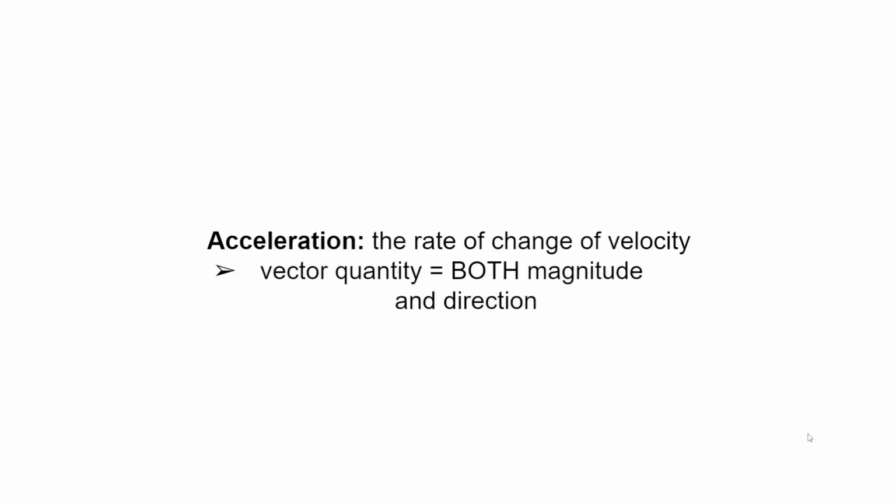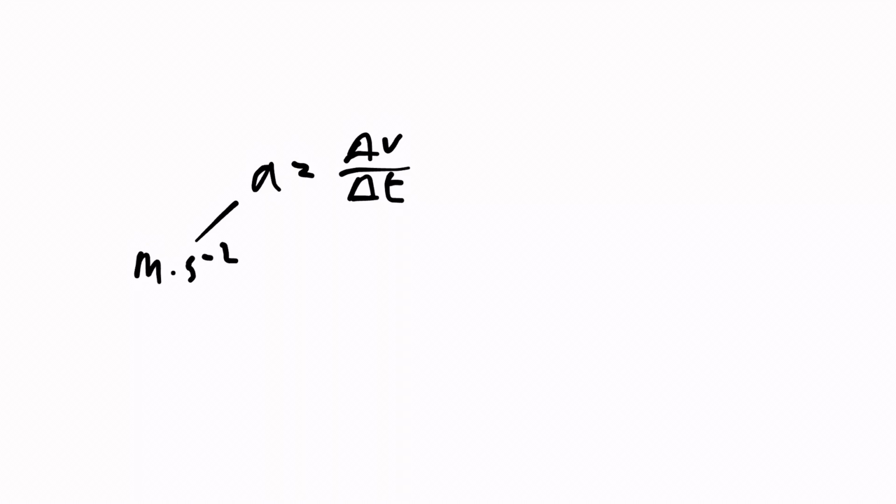Acceleration is the rate of change of velocity. It is a vector quantity, meaning it contains both magnitude and direction. The average acceleration of an object can be calculated using a = Δv/Δt, or the change in velocity over time taken. a is in meters per second squared, the change in velocity is in meters per second, and t is in seconds.